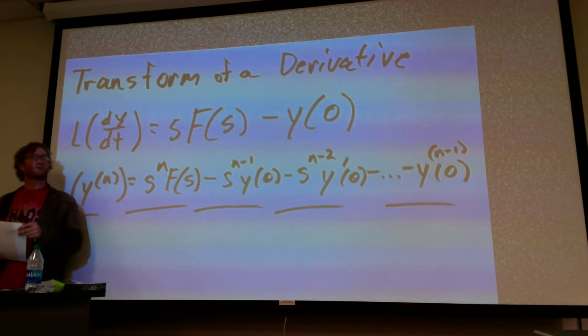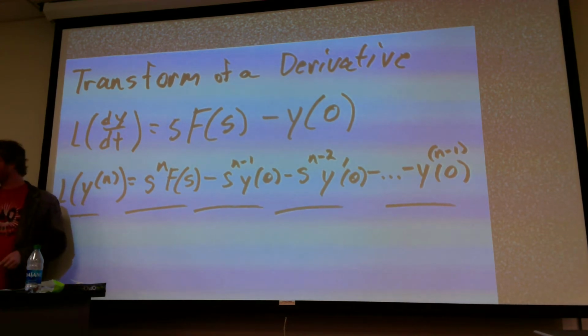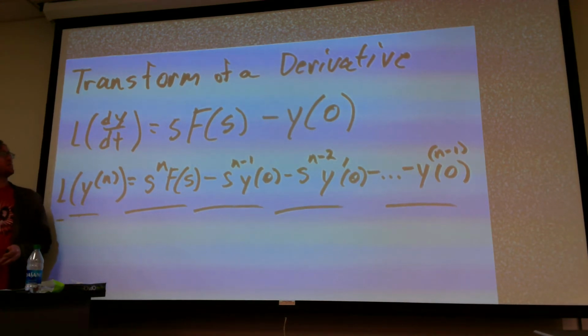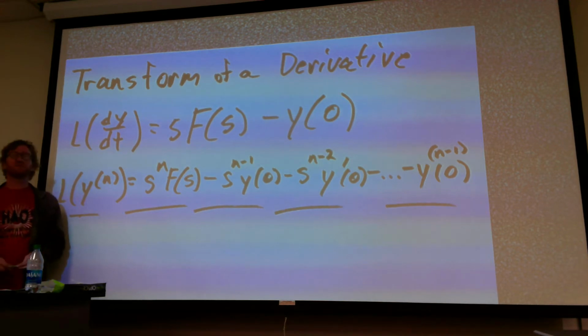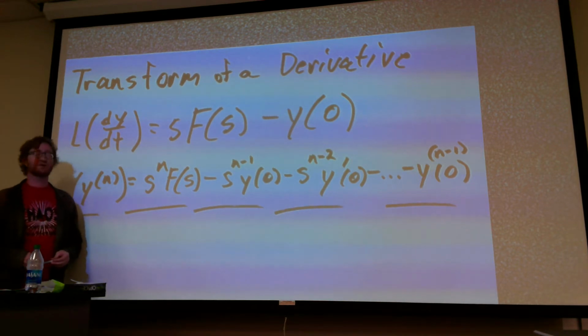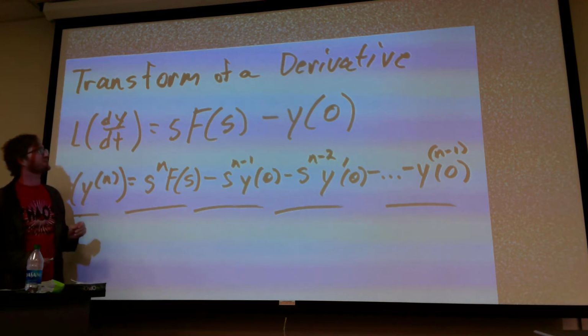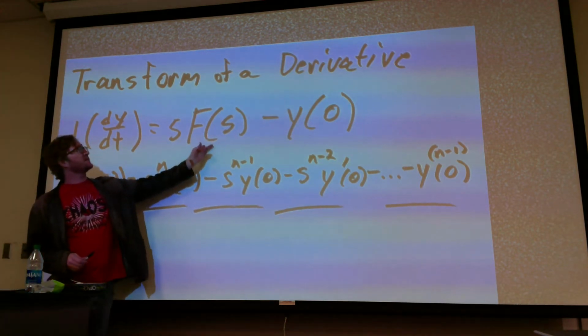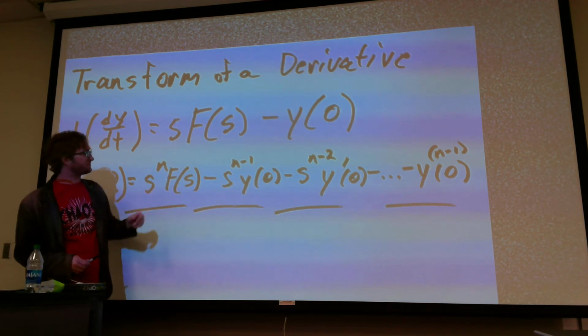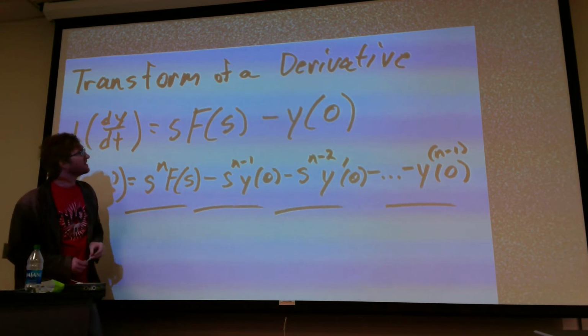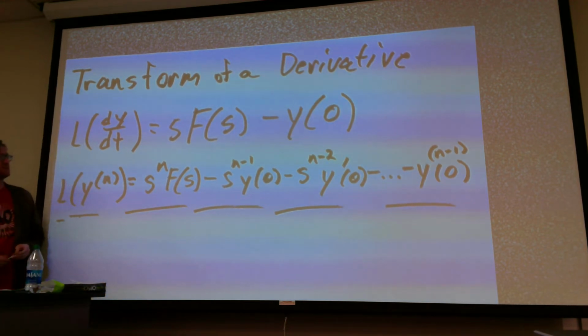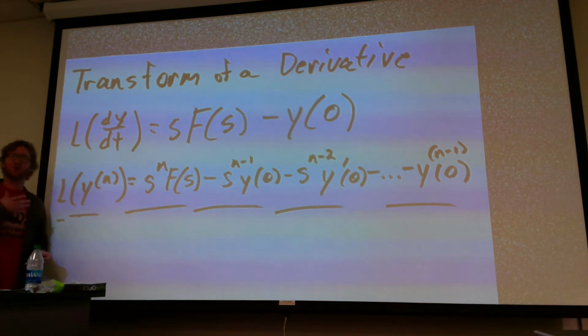So now we're going to talk about the transform of a derivative. By doing the transform of a derivative, initial conditions are inserted into the problem. This first one, we're just going to talk about the first derivative, where we're going to do the Laplace transform of the derivative. This is the transform, that's our F(s). That would be the transform of just y by itself.